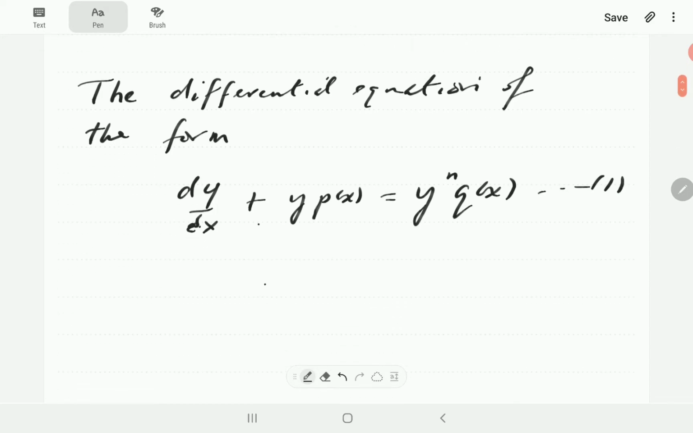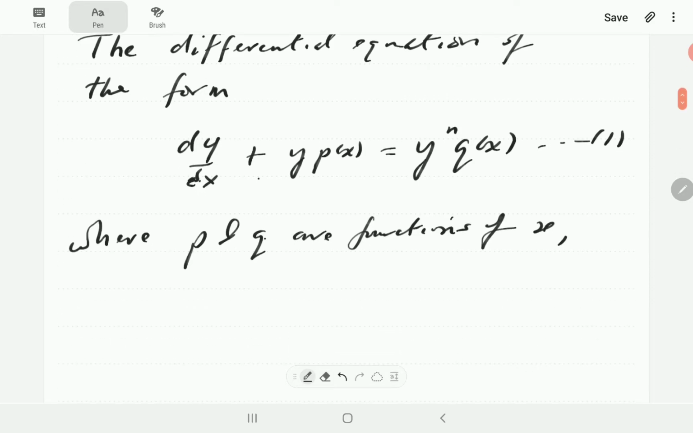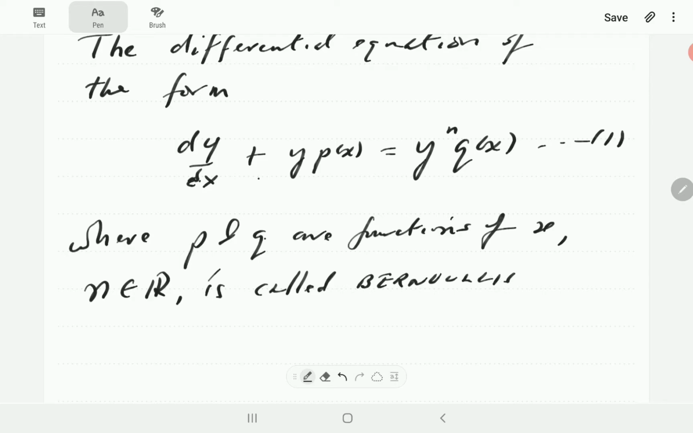Let's call it equation 1, where p and q are functions of x only, and n is a real number. So this equation is called Bernoulli's equation. It's called Bernoulli equation.